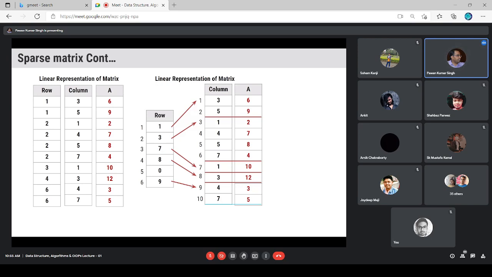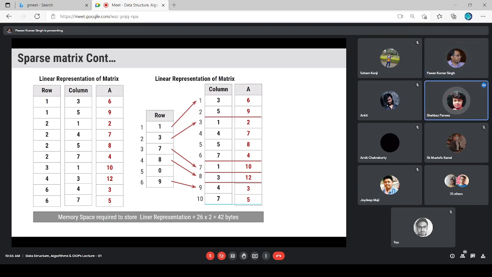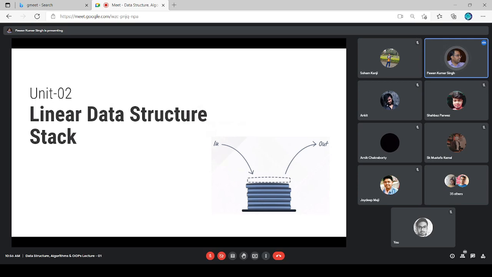How much is it reduced? Now 6 plus 10 plus 10 is 26, and 26 into 2 is 52. So we again saved 8 bytes. Now it cannot be reduced further. So this is how we can represent a sparse matrix in a linear form.